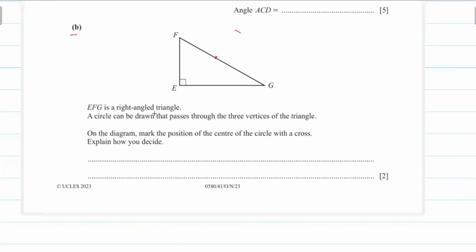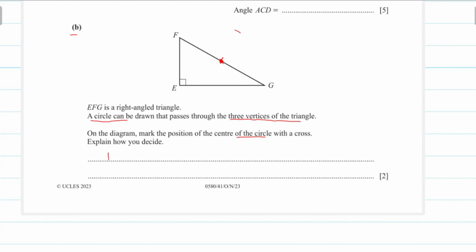Part B, EFG is a right angle triangle. A circle can be drawn that passes through three vertices of the triangle. On the diagram, mark the position of the center of the circle with a cross. Explain how you decide. Center of the circle will be the midpoint of FG, because if we consider this is the diameter of a circle, the diameter makes angle at the circumference 90 degree. Therefore, this position will be the center of circle.